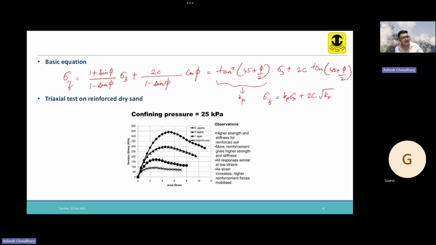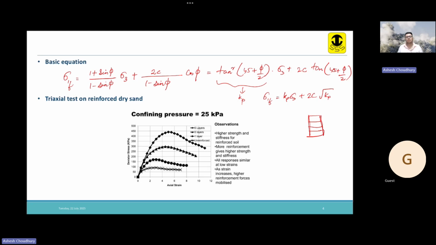Now let us see this triaxial test on reinforced dry sand. What we are doing here is that we have a cylindrical soil sample, and we are reinforcing it with some material. So this is our soil sample, reinforced with some kind of geosynthetic, maybe geogrid or geotextile, whatever. It is reinforced with some kind of material.